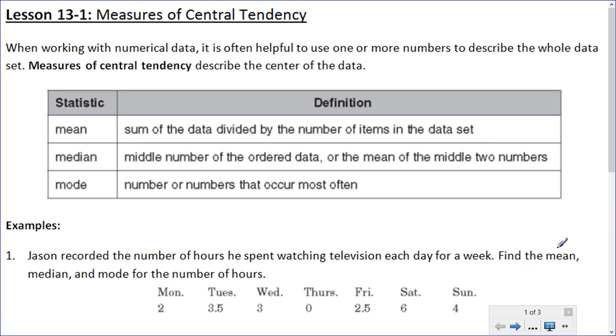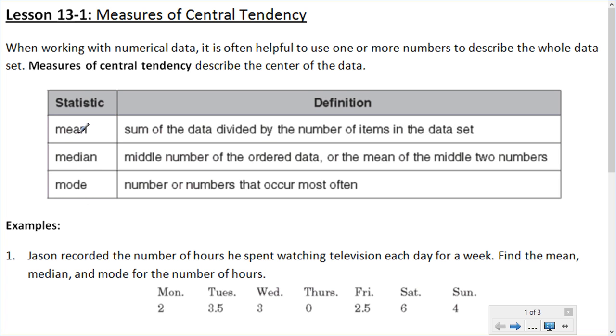Okay, this is lesson 13.1, Measures of Central Tendency. When working with numerical data, it's often helpful to use one or more numbers to describe the whole data set. Measures of central tendency describe the center of the data. So these three measures, these three statistics, are different ways to represent something that is typical about the data set or the center of the data. And in a few minutes, we'll talk about when you might use one over the other.